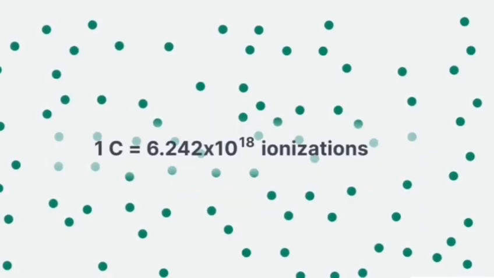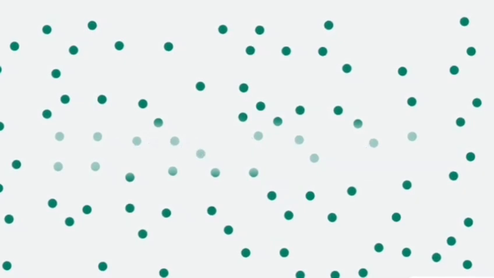A coulomb is actually a measure of charged particles, like the charged particles created through ionization. 1 coulomb is equal to 6.242 times 10 to the 18th ionizations. That's a huge number. Like, the patient would literally die if they were exposed to a beam that was this intense. So in medical imaging, it's much more common to see exposures in the range of microcoulombs per kilogram, which is about 1,000,000 times less than a full coulomb per kilogram.